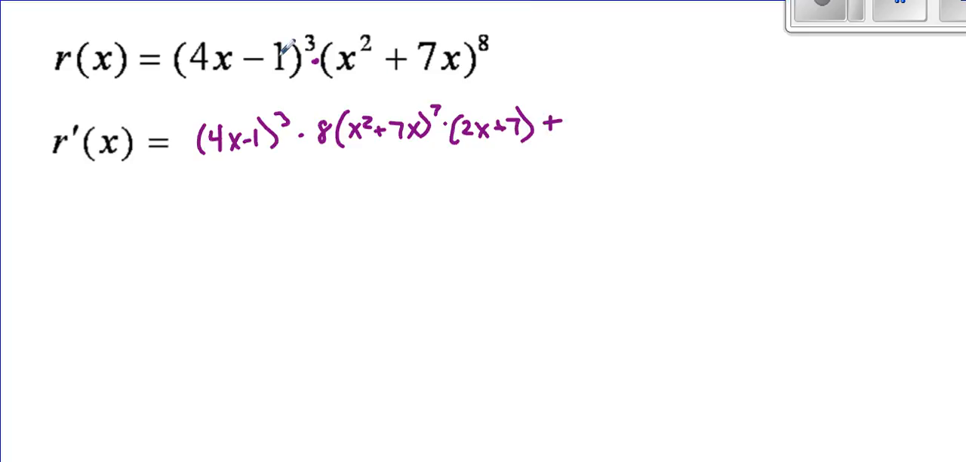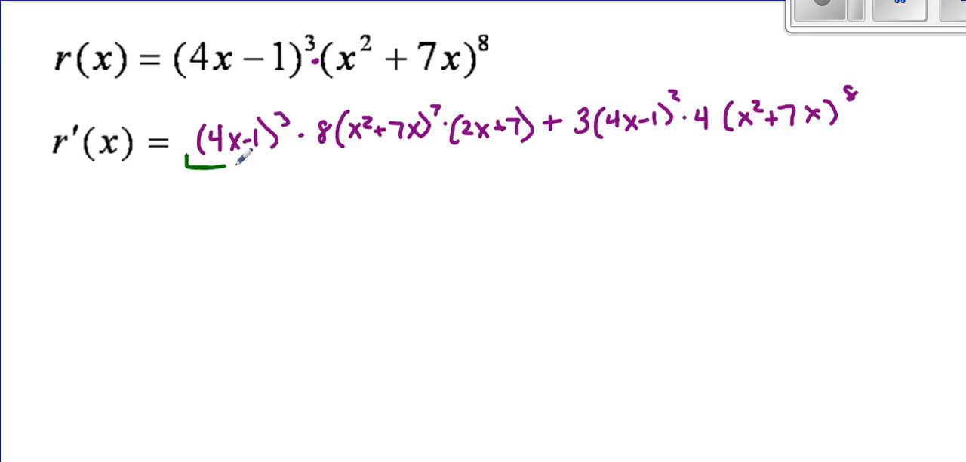Plus. Now I'm going to take the derivative of the first one. Outside function is u to the 3rd, so 3, 4x minus 1 squared times the derivative of the inside, which is 4, times the second one left alone. Now once we do this, we have a correct derivative. But once again, this can be cleaned up.